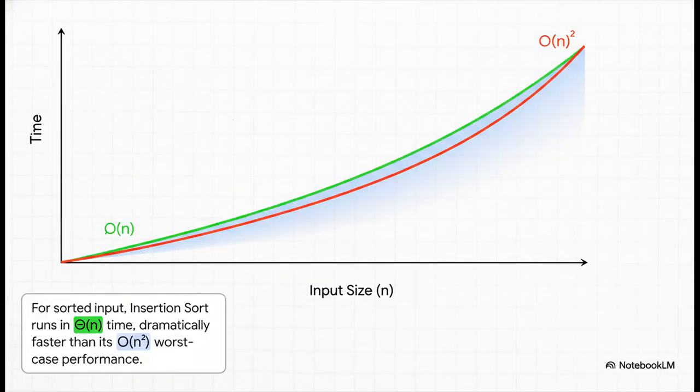And look, we're not talking about a tiny improvement here. This is huge. In its best case, insertion sort runs in linear time. That is worlds away from its worst case scenario, which is n squared. As your list gets bigger and bigger, the difference in speed is just astronomical. You literally can't ignore it.